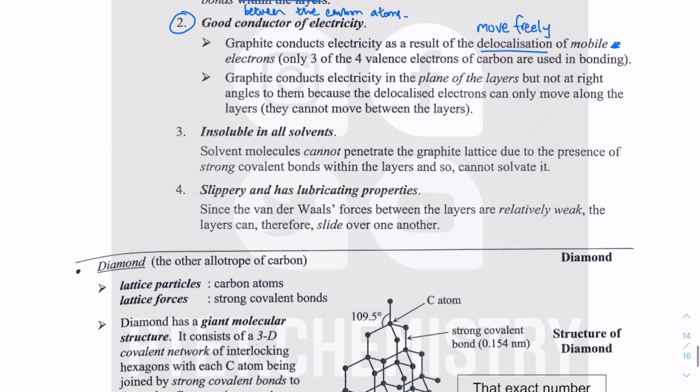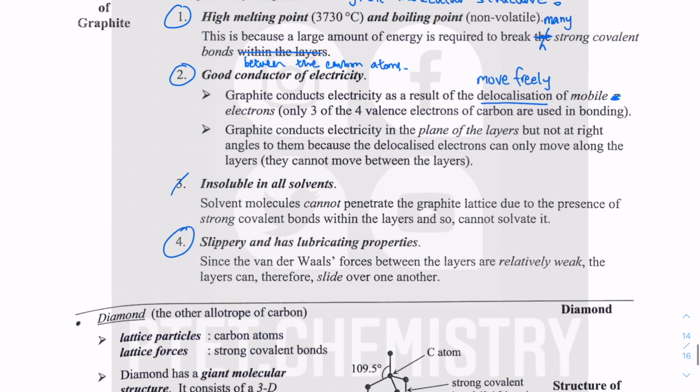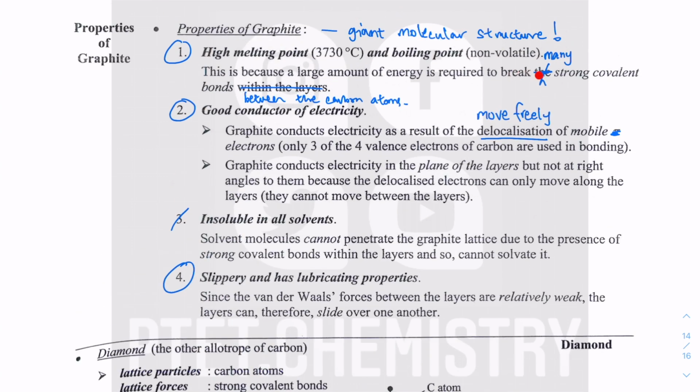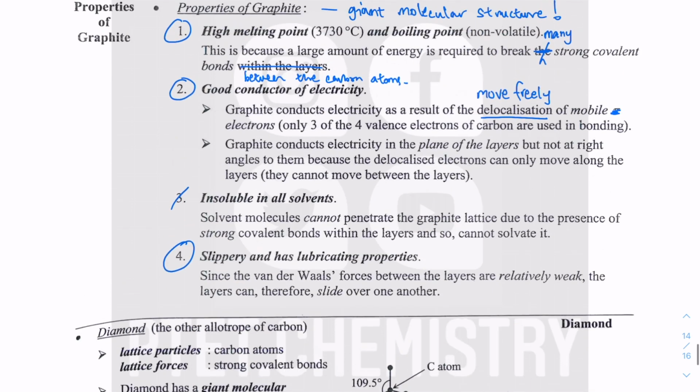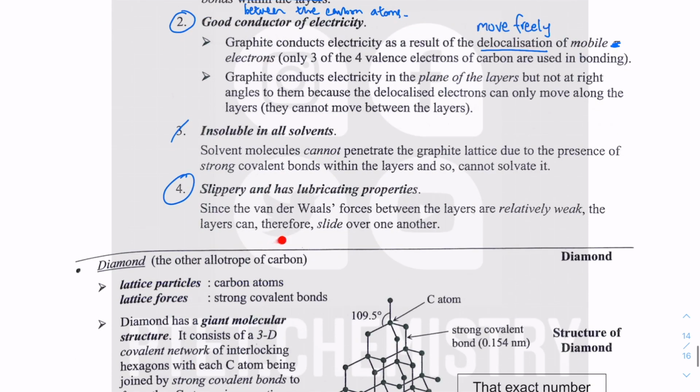You don't really do property 3 in the IGCSE or O-level syllabus because you don't talk too much about the solvent stuff, but number 4 is important. We talk about the weak van der Waals forces between the layers. Just like the covalent bonds, which require a large amount of energy to break, the weak intermolecular forces between the layers are considered quite weak compared to breaking covalent bonds. Therefore, you can slide over the layers easily.